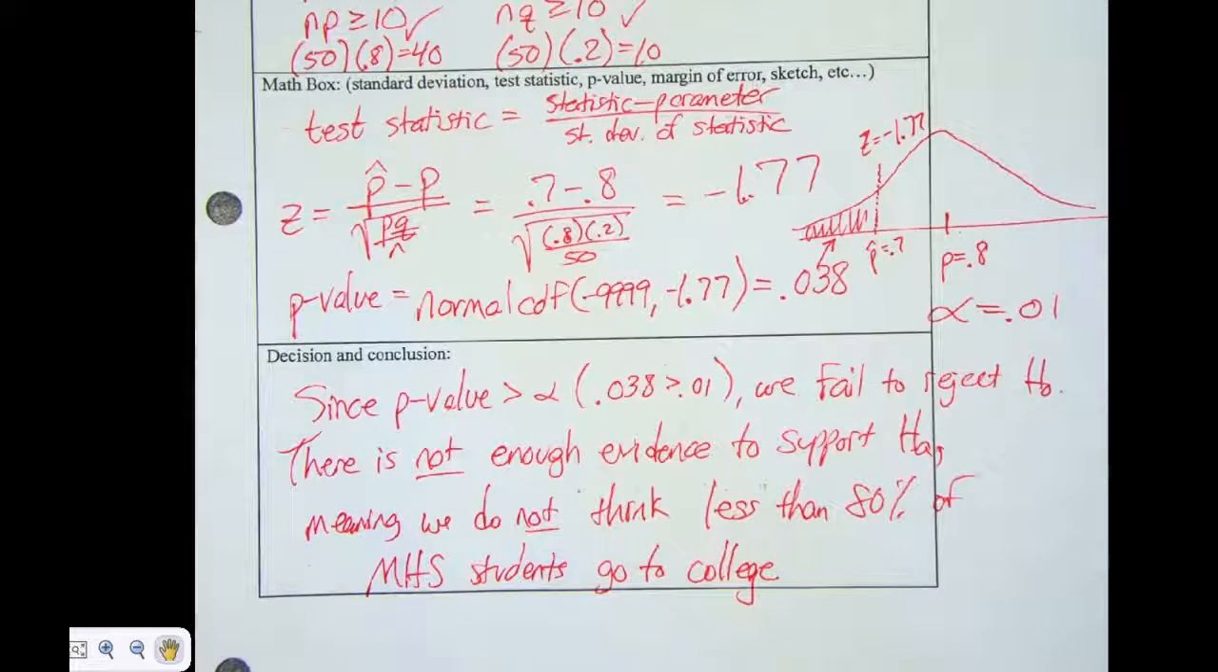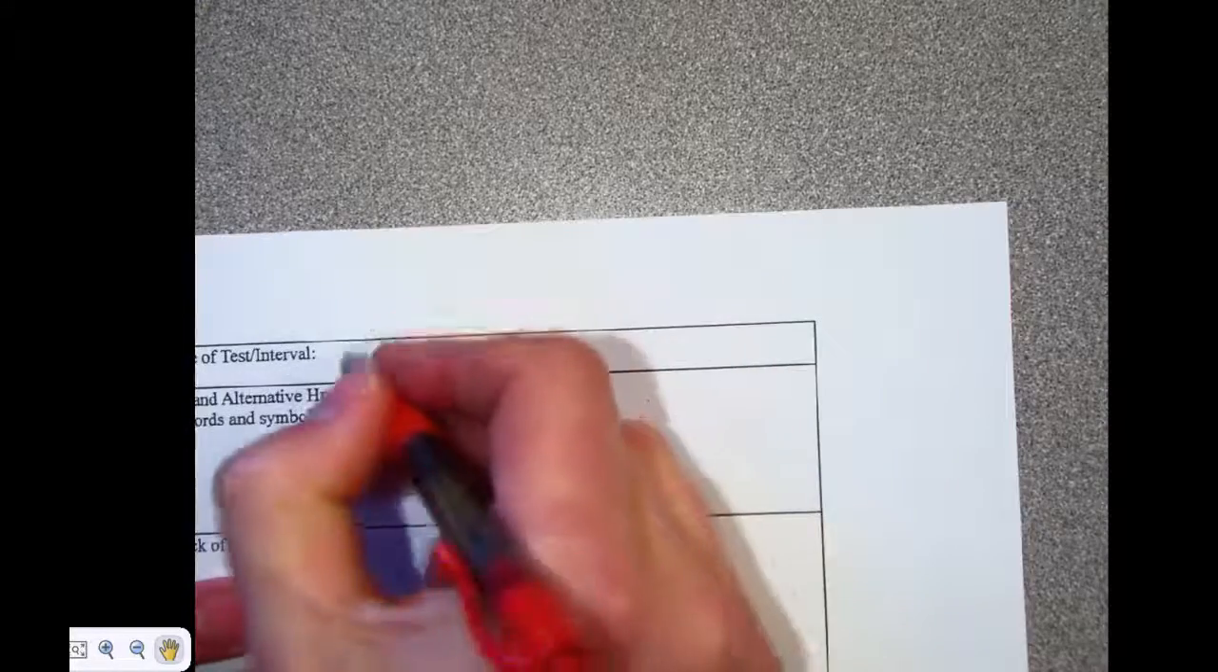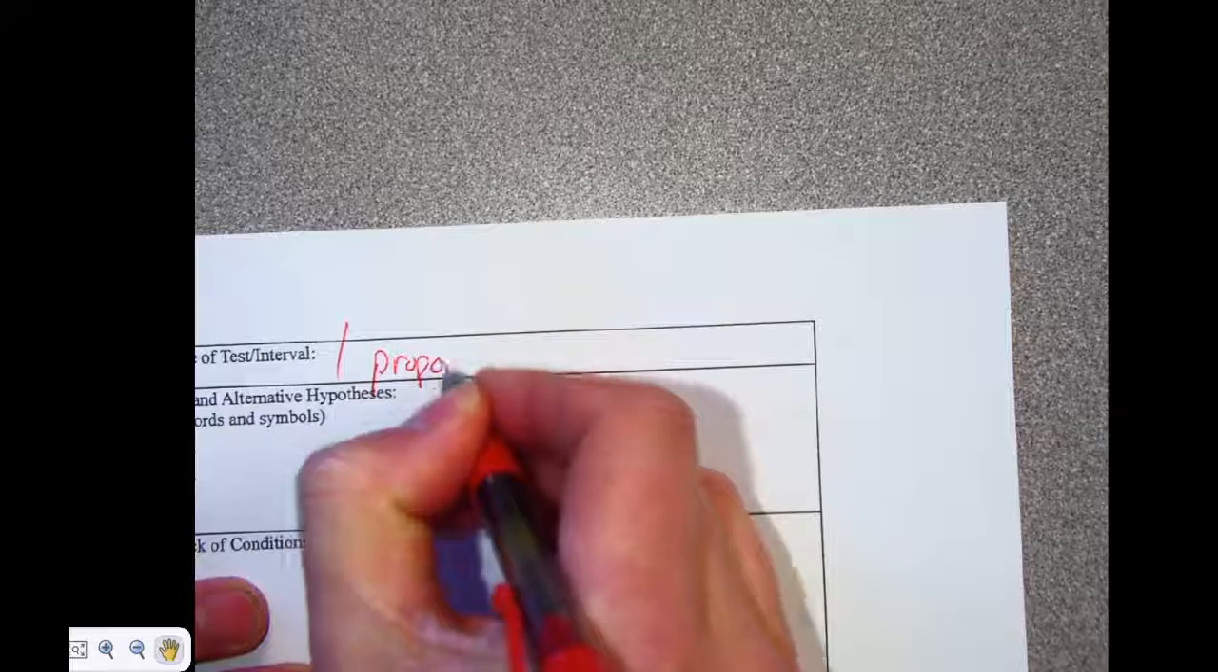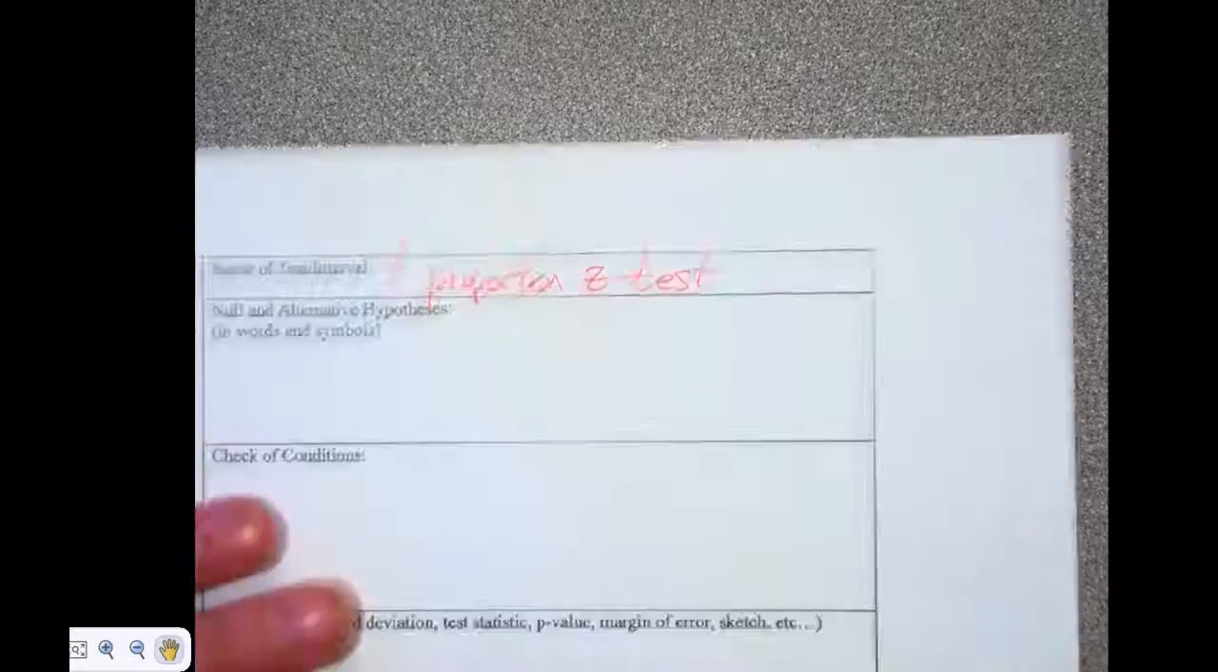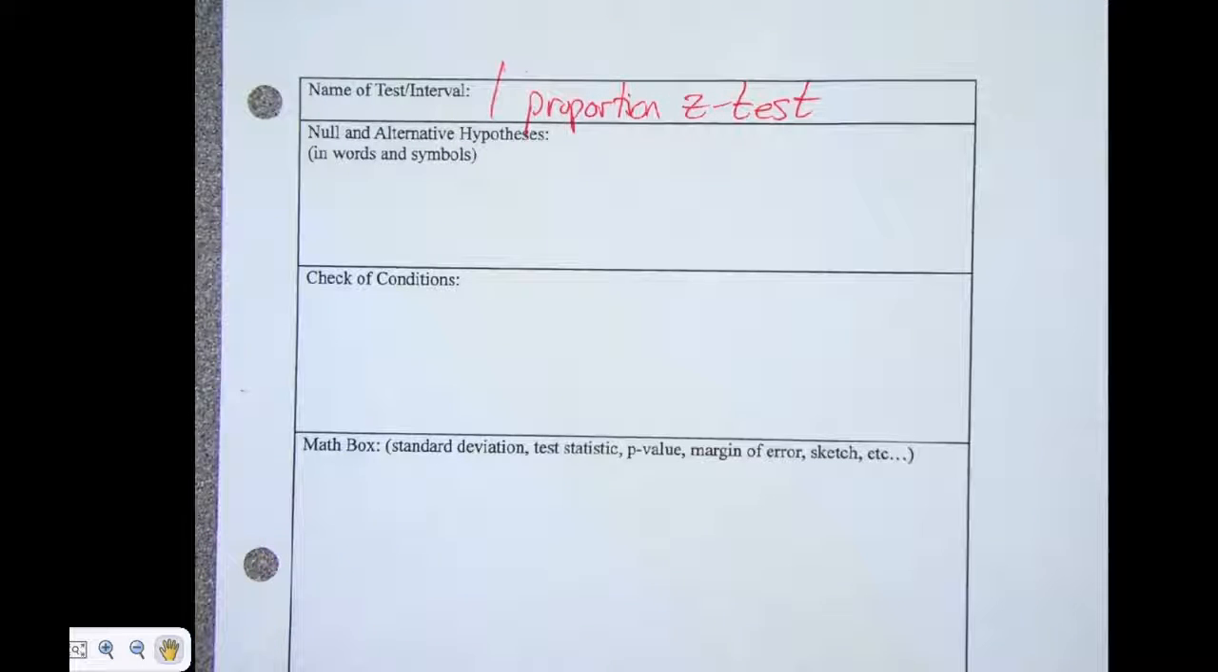So we're going to do the template. Yeah, so let's do a template now. So this would be kind of like your cheat sheet. So one proportion Z test. What does Z mean? Normal.